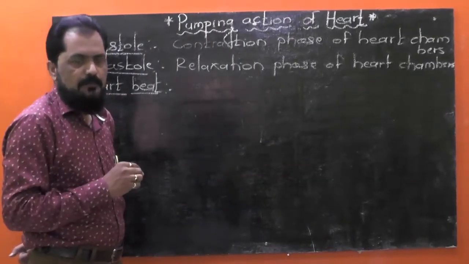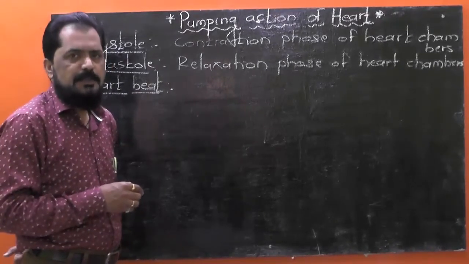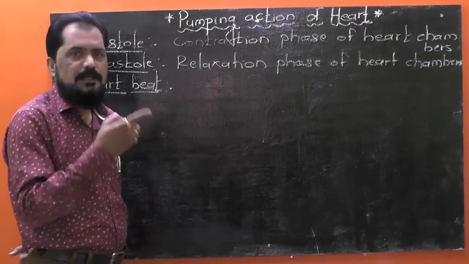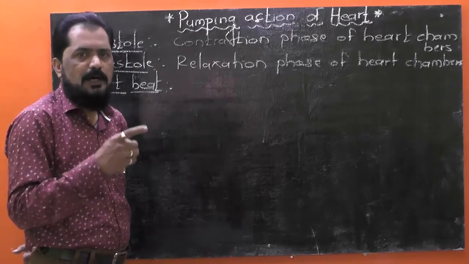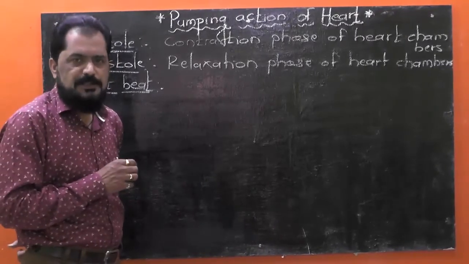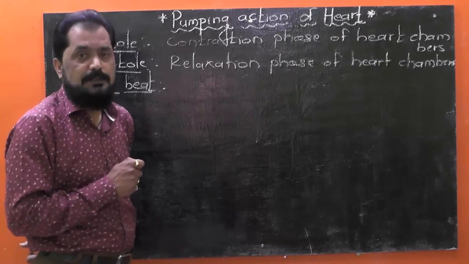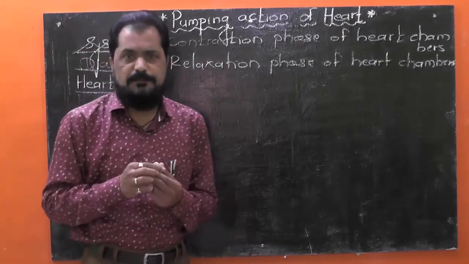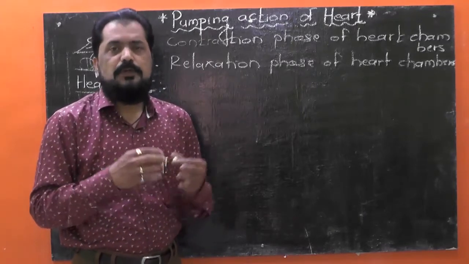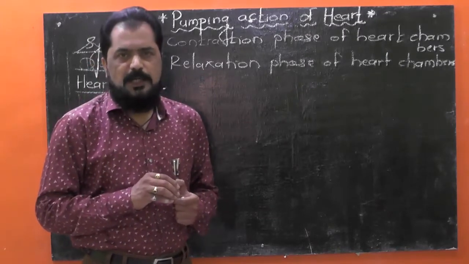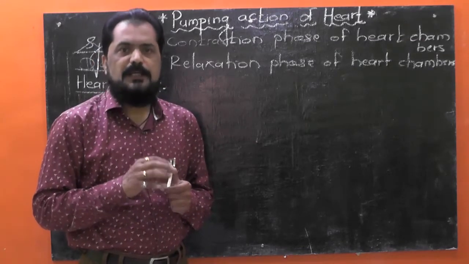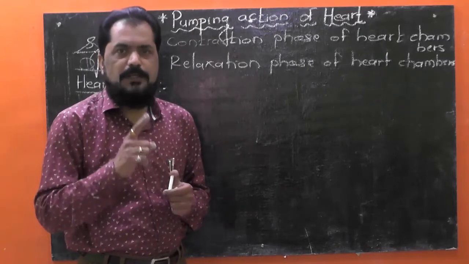One contraction followed by one relaxation represents one heartbeat. In other words, we can say the heartbeat is the spontaneous and rhythmic contraction and relaxation of heart, which is responsible to receive and to pump the blood to different parts of the body. We can define heartbeat in this manner: a single systole, that is contraction, followed by single diastole, represents one heartbeat.